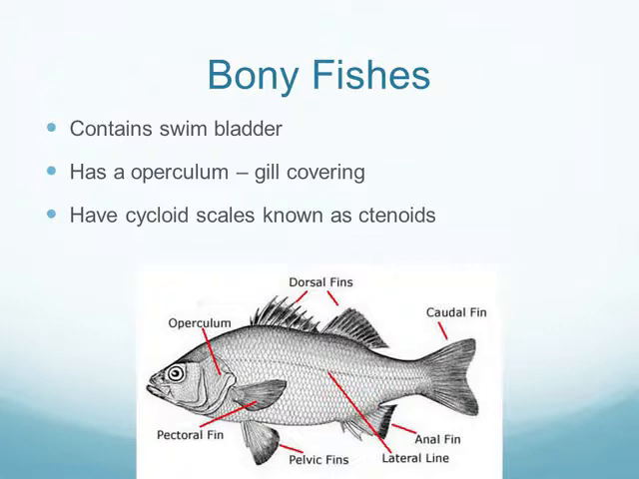So this is a separate organ within their body that can be filled up with air when they need to come up to the surface, and the air can be taken out when they need to go down to depth. Their gills are also covered by a fleshy material known as operculum, and this is different from your sharks, where the gills are exposed and don't have a covering. And they have what's known as cycloid scales, or ctenoids. But their type of scales don't have that hook like sharks do, so they're just flat and transparent.